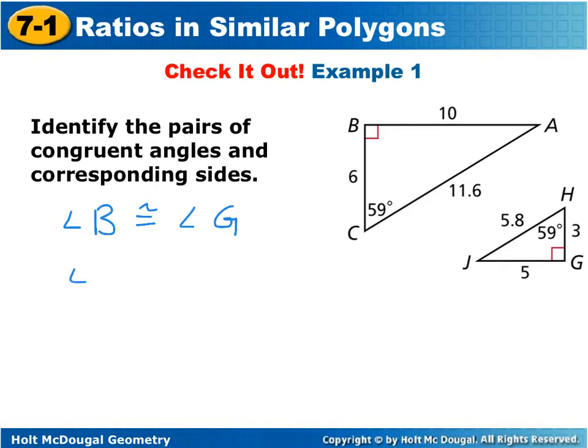What's our next pair of congruent angles? A and H. What would be the measure of angle A? How do we find that? 90 minus 59, which is 31. So what's the measure of angle J? 31, same thing. So what two angles are congruent here? A and J. And then what's our last pair of congruent angles? Angle C and angle H.